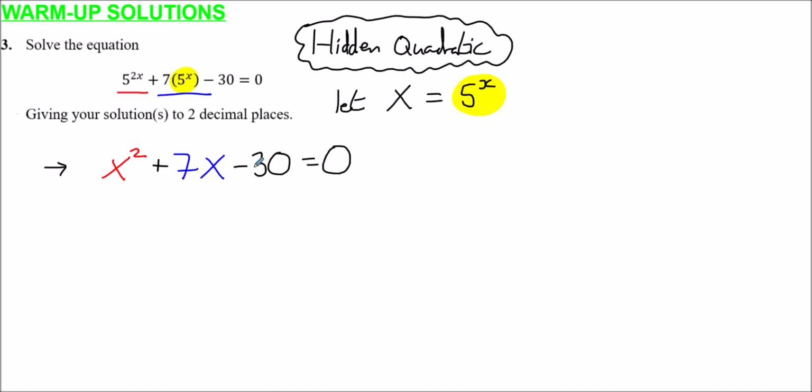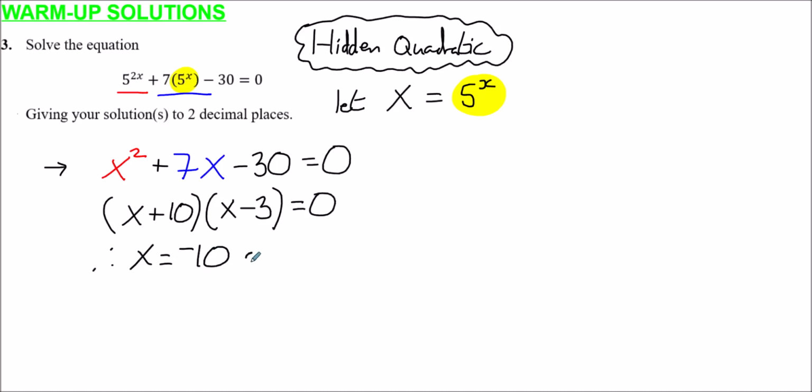equals 0. Now this looks much more familiar, I'm hoping you'd realise. It's a quadratic equation in terms of big X, so how to solve this? Well, we need to factorise if possible. So can we think of two numbers that multiply to give minus 30, but when we add them together give us positive 7? With a bit of thinking, you should find that that is positive 10 and a negative 3. So therefore, either big X is negative 10 or big X is positive 3.